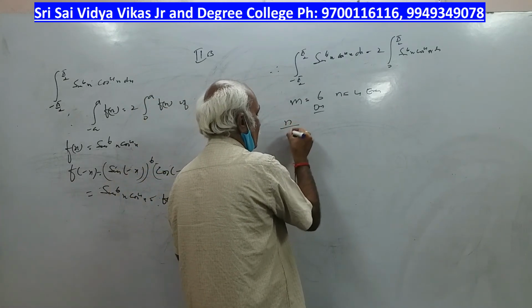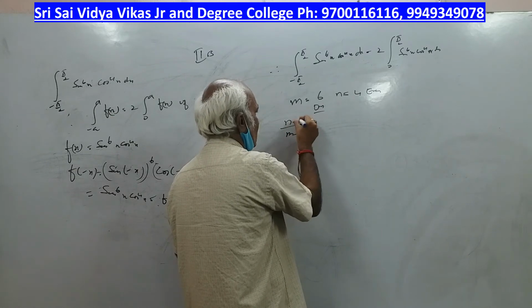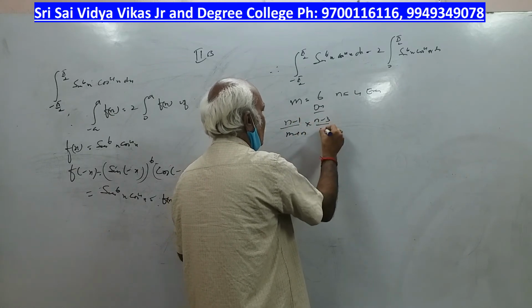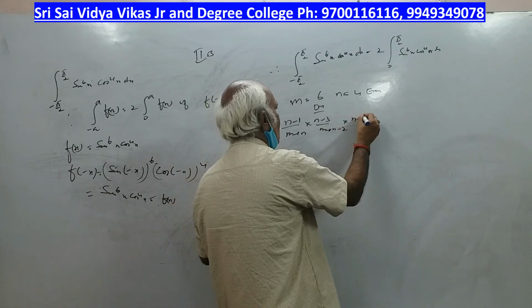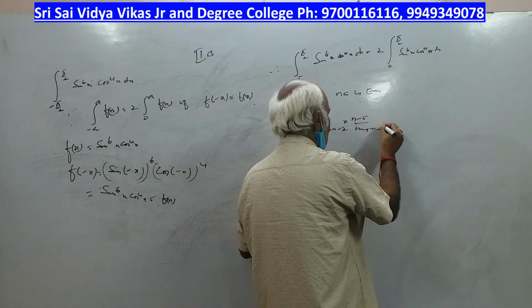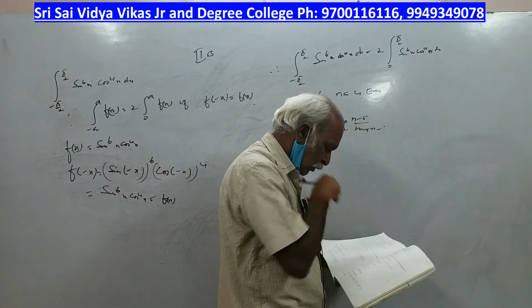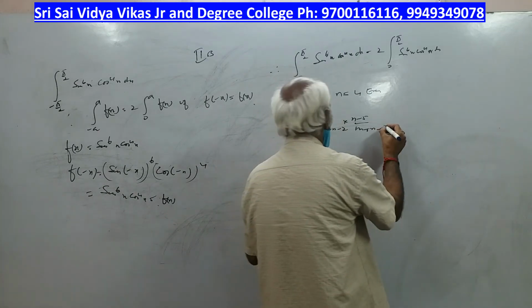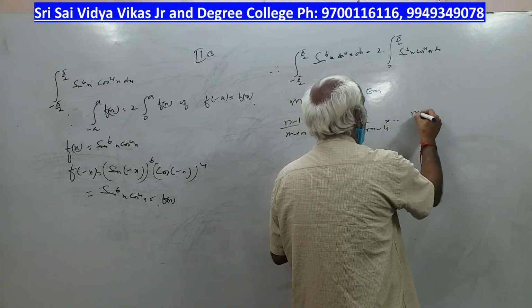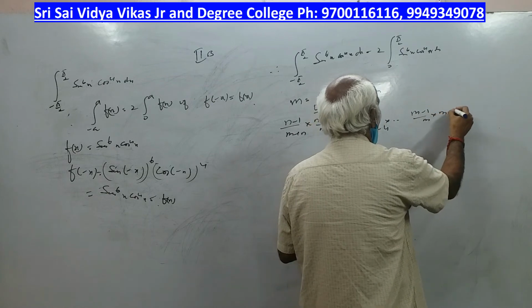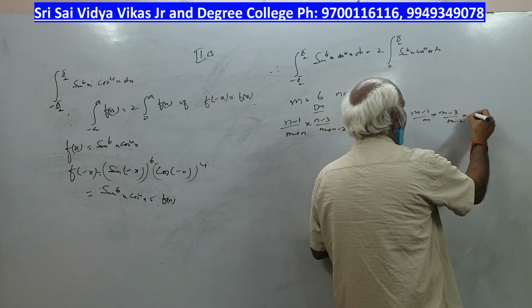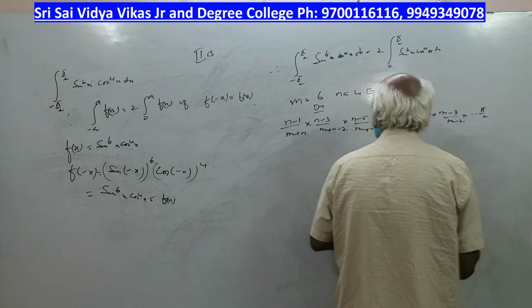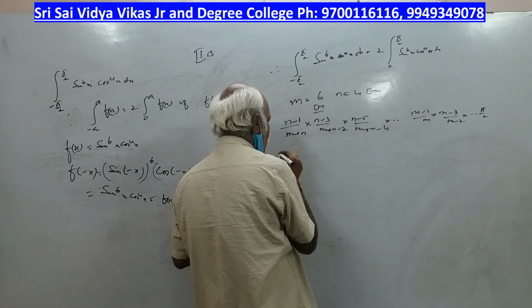n, and so on and so forth. Next, m minus 1 by m, because it is even, pi by 2. So here 2 units are extra, so 2 we have tried.